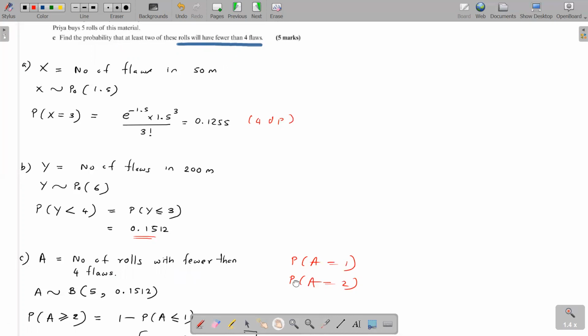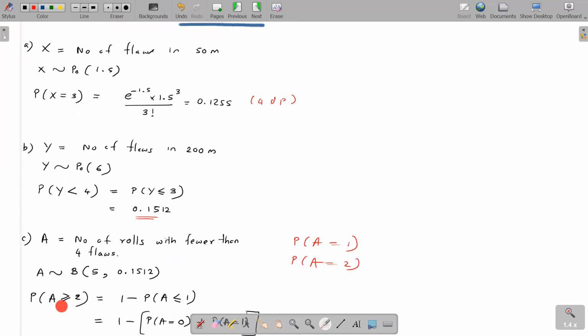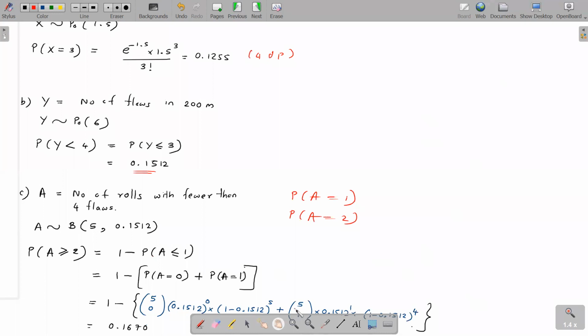So at least 2 means what, guys? At least 2 means A is greater than or equal to 2. This is what I need, right? You guys know how to convert it. It's 1 minus probability A is less than 2. Less than 2 means it's less than or equal to 1. Right, guys? And then less than or equal to 1 means A is 0 and A is 1. And then this is binomial.